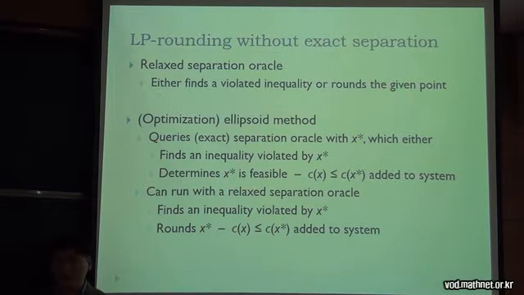Now we can run this ellipsoid method exactly using the relaxed separation oracle. So it either finds an inequality that is violated by the current center point, or it will round the current center of the ellipsoid. And then this is a candidate solution that I may at the end of the algorithm produce as the output. But in that case, I will just add the constraint that says from now on I'm only interested in solutions that have a better cost compared to the current center of the ellipsoid, and then continue.